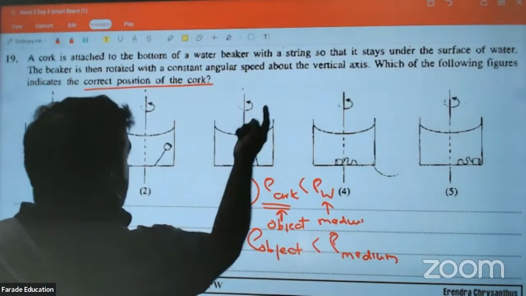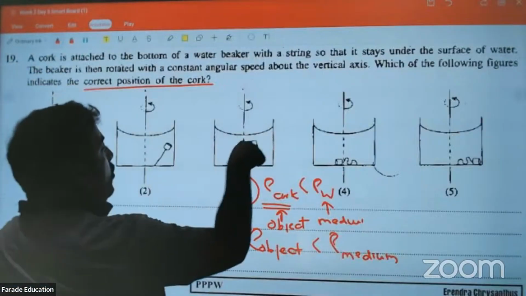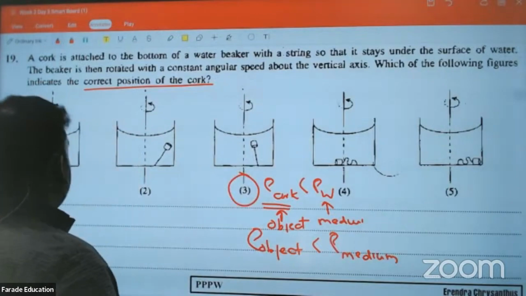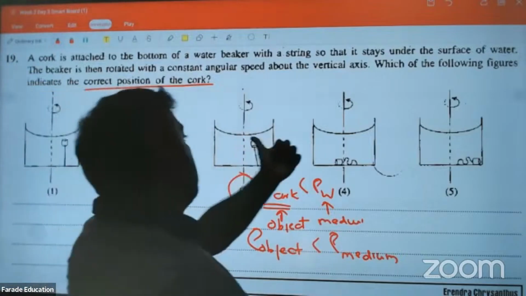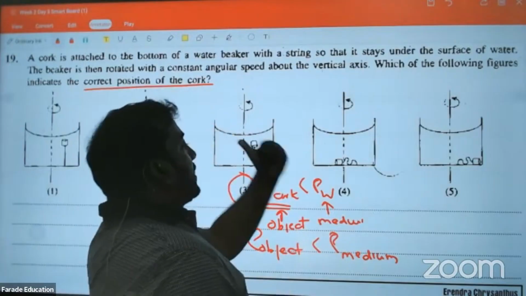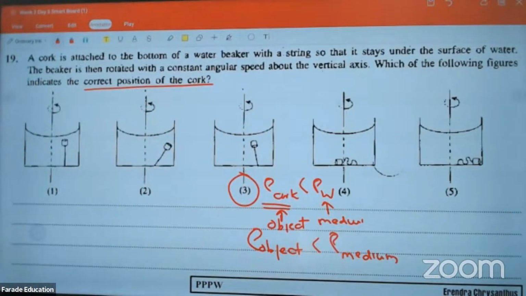So when rotation takes place, there should be a pseudo force acting on the cork. And the pseudo force will act towards the center.